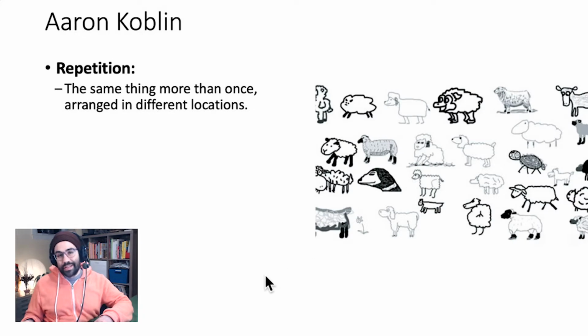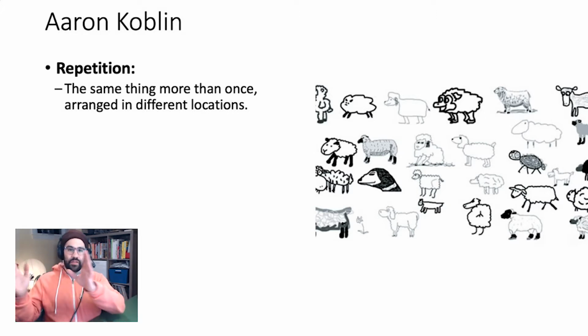This next example is a pretty funny one from the artist Aaron Koblin, who used Amazon's Mechanical Turk, which is sort of a very low-cost freelance website, and he paid about 10,000 people 2 cents a piece each to draw their version of a sheep. So this is a detail from that artwork, which is sort of a scrolling arrangement of 10,000 different versions of a drawing of a sheep. And this is a nice, simple example of just repetition, which is the same thing appearing more than once, arranged in different locations in a composition.